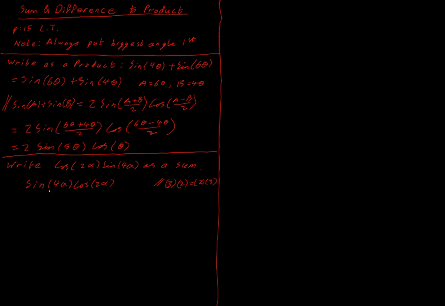So let's go to our log tables and see where we have a rule that connects multiplying sine and cosine together. When we do that, we run across an immediate issue, because the rule we've actually got is that 2 times sine of A cos of B would be equal to sine of A plus B plus sine of A minus B.